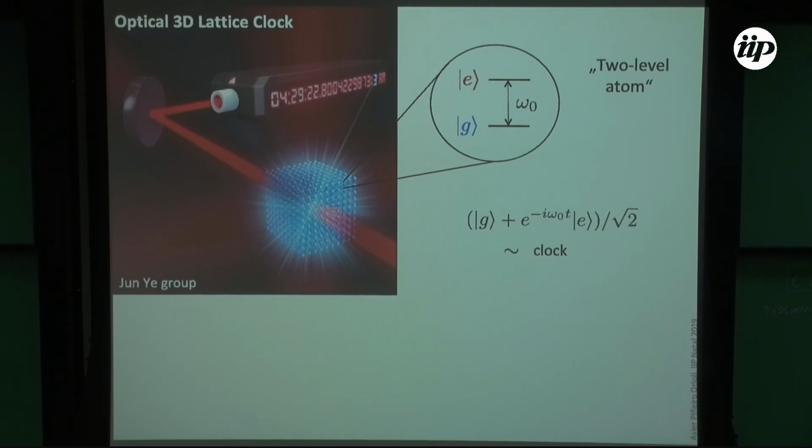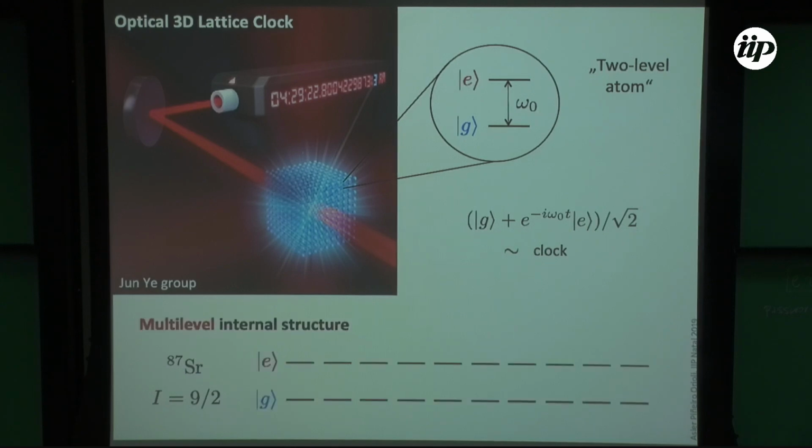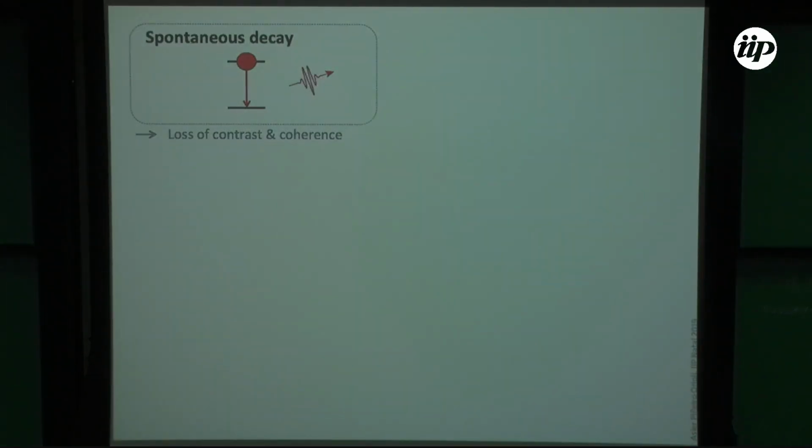In reality, these atoms are strontium-87 atoms, which have a very large nuclear spin of 9/2. So this two-level system actually looks more like this, with a 10-fold degeneracy of both the ground and the excited states. And of course, this becomes very complicated, but it is important to take this into account when you start looking at effects that can affect the accuracy of the clock.